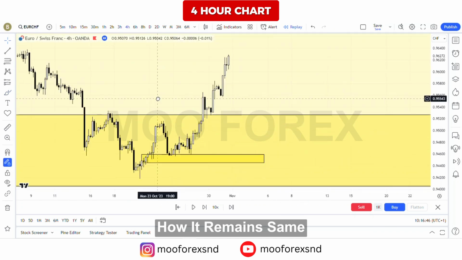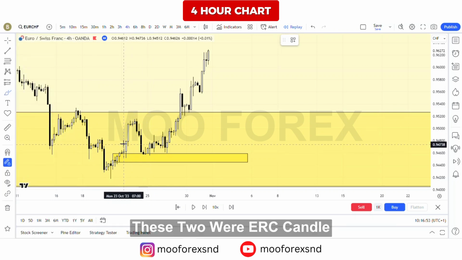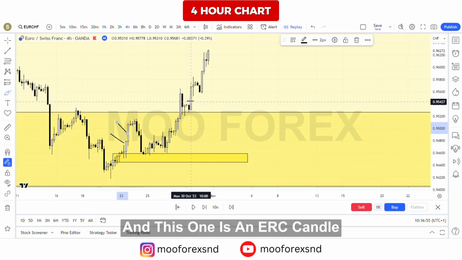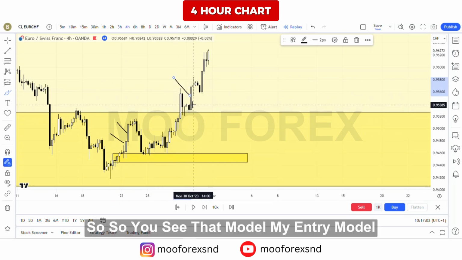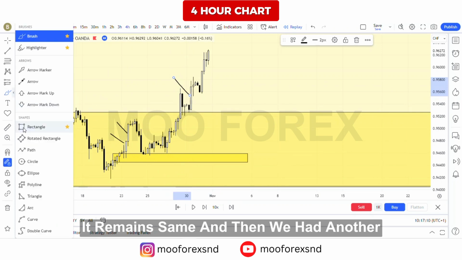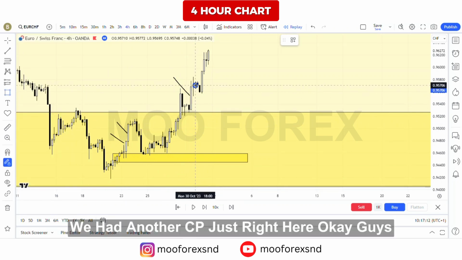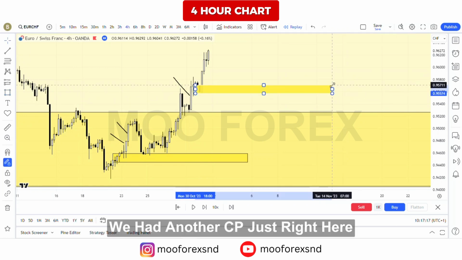How does it remain the same? Because as you can see here guys, these two were ERC candles and this one is an ERC candle, and that made an imbalance. Okay guys, so you see that my entry model remains the same. And then we had another CP just right here. Okay guys, we had another CP just right here.